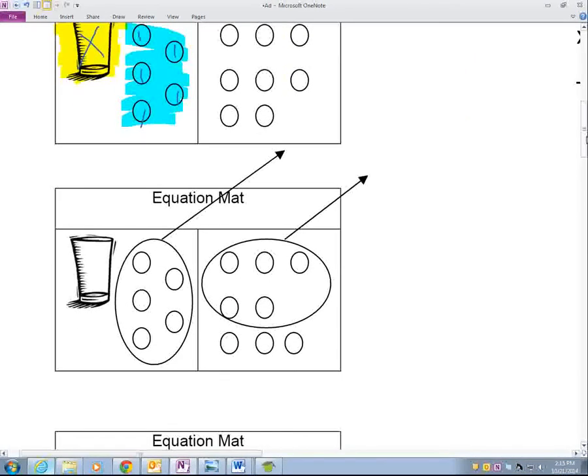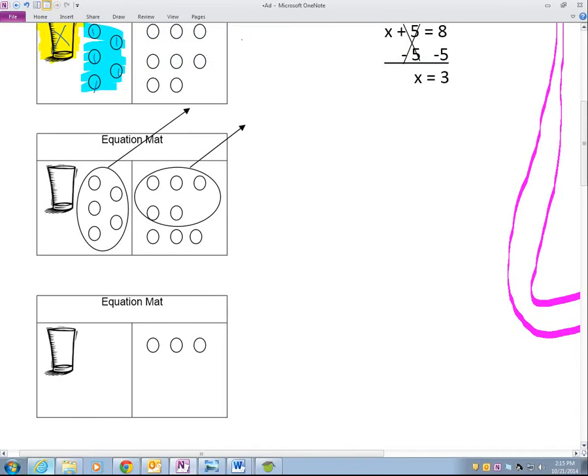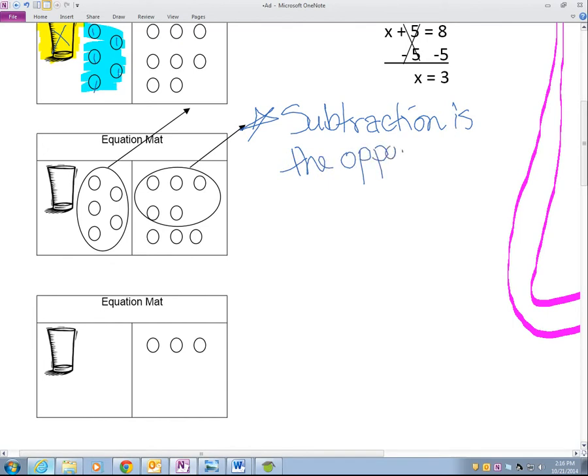Now I ask you, what is the opposite of addition? Subtraction. Write that down. Subtraction is the opposite of addition. And addition is the opposite of subtraction. Do you agree? Yeah.